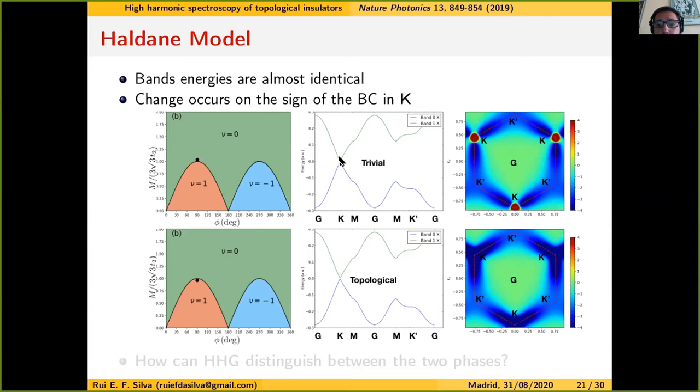So this is where we expect most dynamics to occur when we shine a laser field, because we expect ionization from the valence to the conduction band to be dominated in this region. So can we take advantage of this change of sign to really see the phase transition? How can we use high harmonic generation to distinguish between these two phases? Can we use this change of sign in the Berry curvature at K to distinguish between both phases?